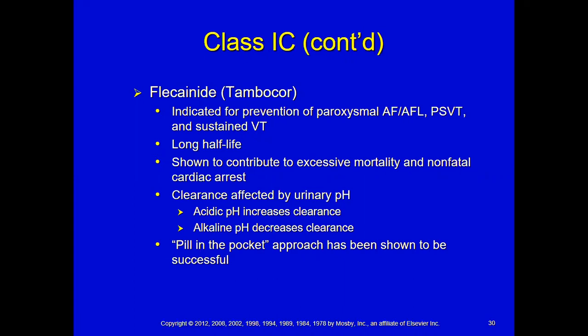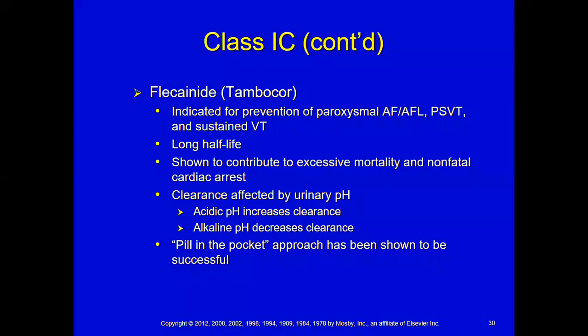So we'll give it for AFib, aflutter, and paroxysmal SVT. Paroxysmal just means it happens all of a sudden and then goes away, okay? So we'll have this run of SVT and then it'll stop, and it'll start and it'll stop, okay? And then we have sustained VT. It has a very long half-life, okay? Which means it takes a long time for it to just get down to its half-life, okay? The problem here is that when we take it, we see a high mortality rate and some non-fatal cardiac arrest. So that's why this one's not given just willy-nilly either, okay?